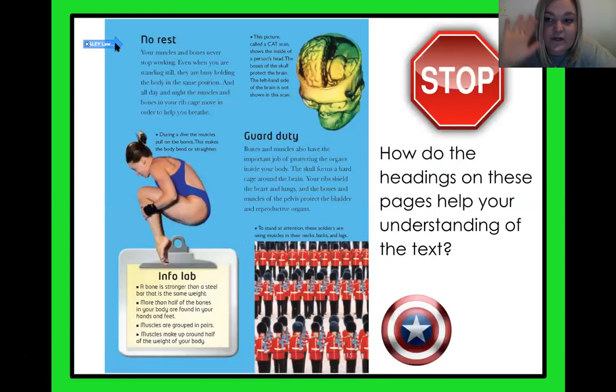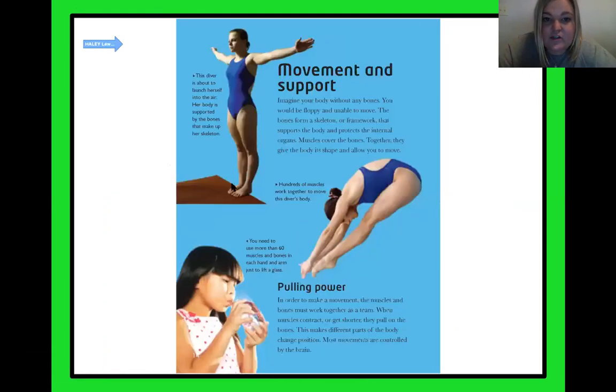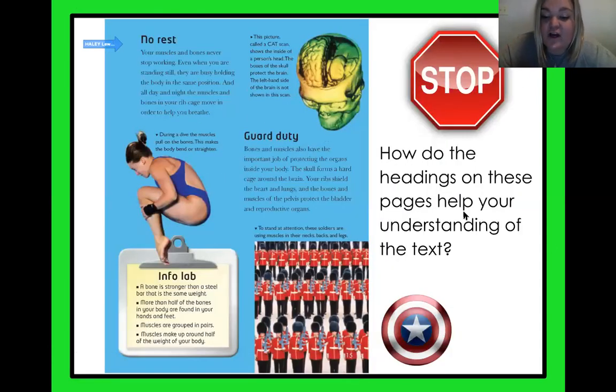No rest. Oh, we got a stop sign. So how do the headings on these two pages, this page and this page, the blue pages, help your understanding of the text? So we're going to keep looking.